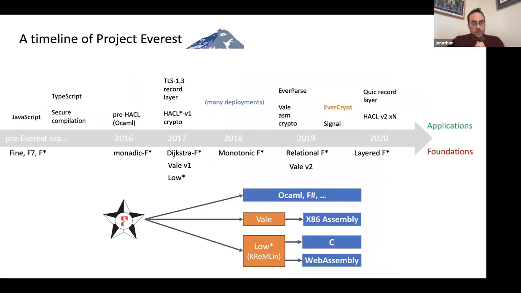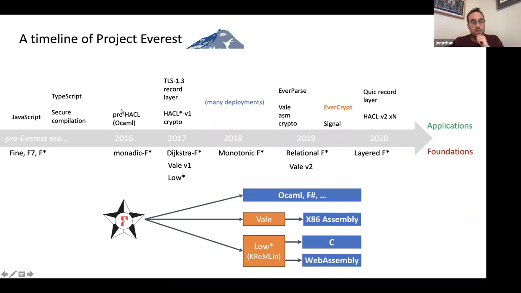So here's a quick timeline of Project Everest, just to give you a sense. Okay. So I would say that everything started in 2016 when we had a student start looking at cryptographic algorithms and verifying them in FStar and extracting those to OCaml. So the workhorse of Project Everest is the FStar programming language. FStar supports a variety of targets for its extraction, that is compiling your verified program in FStar to an existing backend.